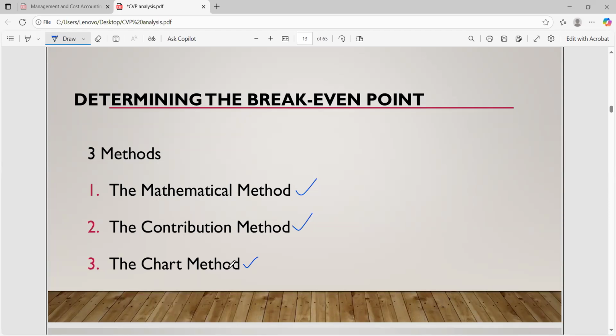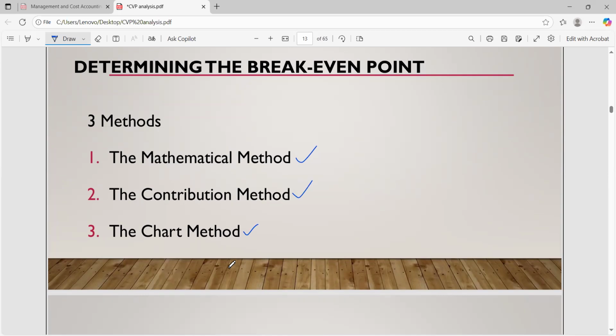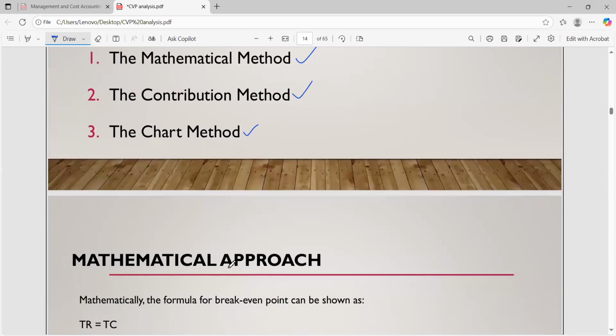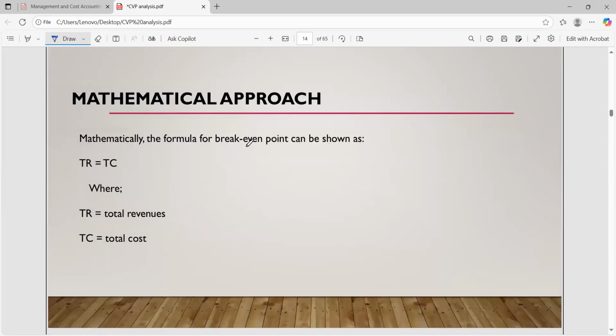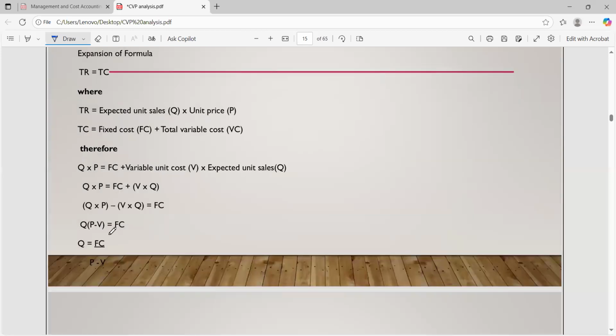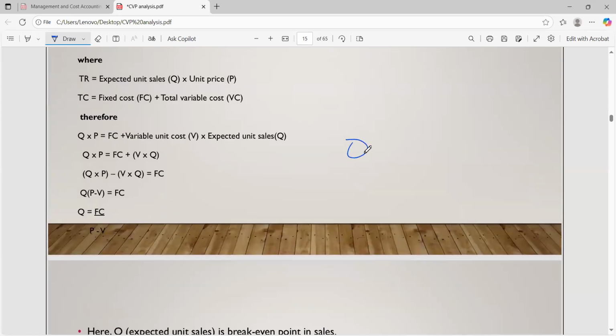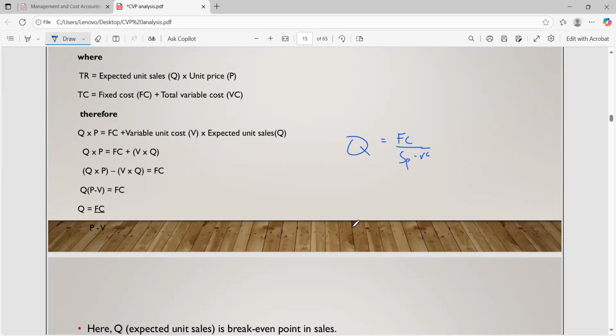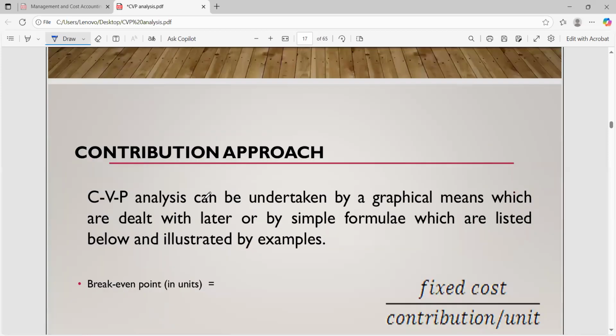And these are the same things you'll be taught if you go to the master's level. So you'll be taught the same thing if you are pursuing your master's. Okay, so what is the mathematical method? That is what I proved for you. Total revenue being equal to total cost, knowing the variables that constitute total revenue, and knowing the variables that constitute total cost. And at the end of the day, you would have your quantity being equal to fixed cost over the selling price minus the variable cost. Okay, now, after knowing that, the next is to know the contribution method.